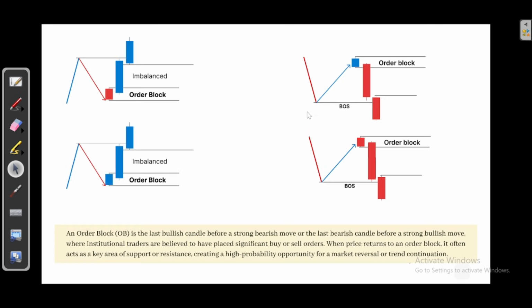Order block is the last bullish candle you can see before a strong bearish move, or the last bearish candle before a strong bullish move, where institutional traders are believed to have placed significant buy or sell orders. When price returns to an order block, it often acts as a key area of support or supply or demand, right? Creating high probability opportunity for the market reversal or continuation.